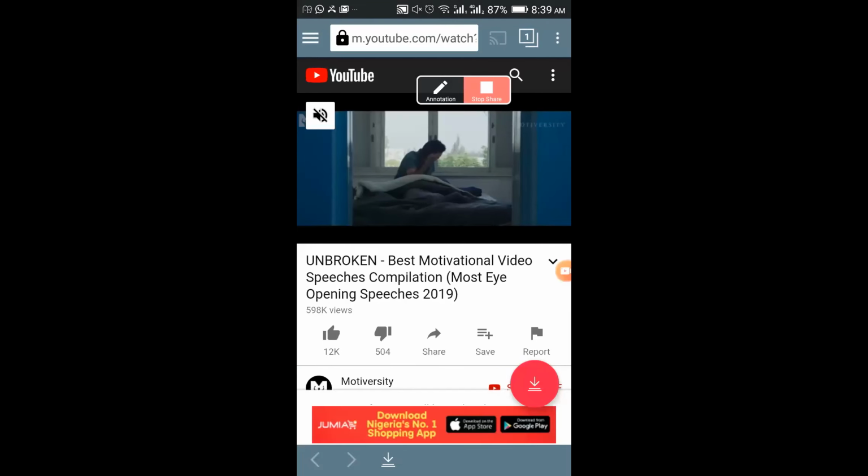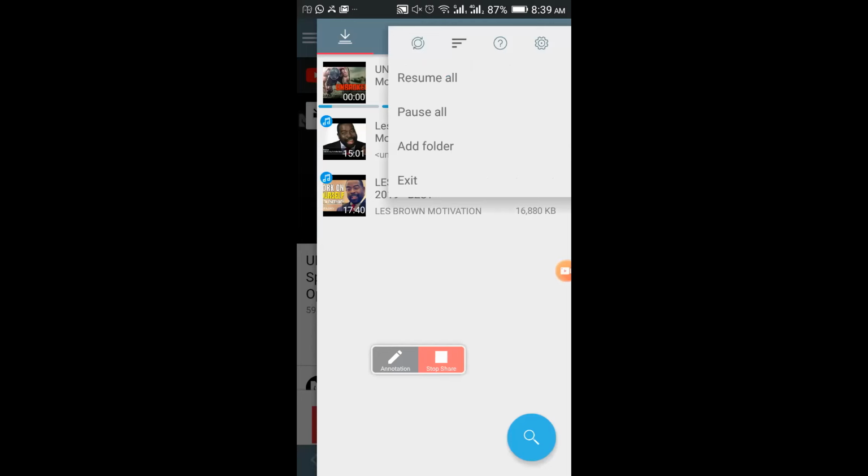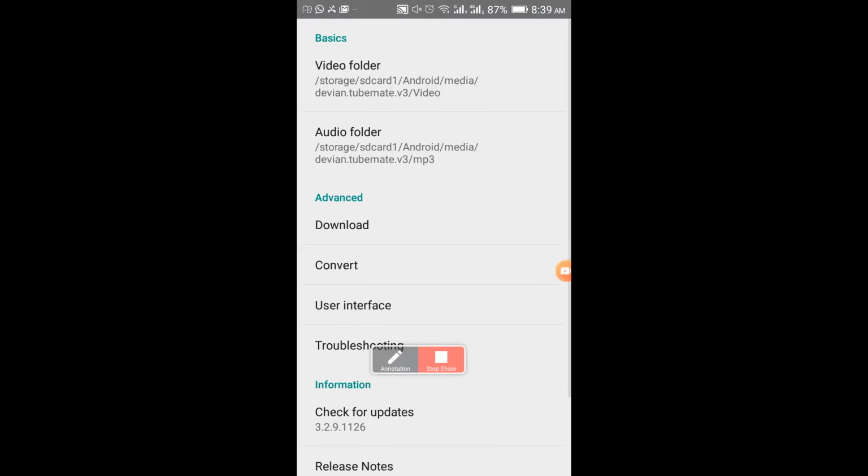Now your video is downloading. Look at it here, it's downloading. Your video is downloading. Let me show you the setup. If you want to set this up, once you click here, the settings key, you click it. Once you click it, see your folders. You can set your folders. Once you click this place, you say storage, external, internal. Me, I am using external. So you just click OK.